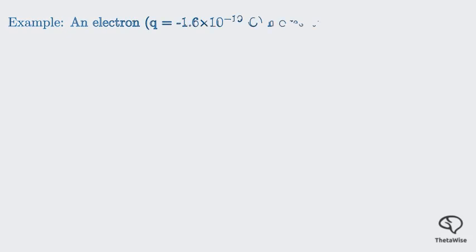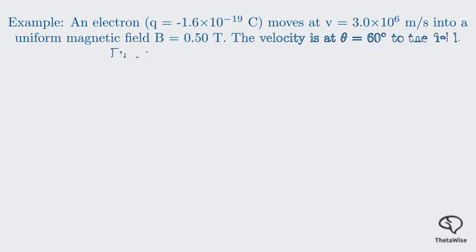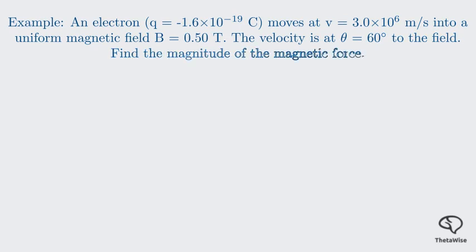Let's work through a practical example of a magnetic force. Imagine an electron moving with a speed of 3 × 10⁶ meters per second. It enters a uniform magnetic field with a strength of 0.5 Tesla. The direction of its velocity is at a 60-degree angle to the magnetic field. What is the magnitude of the magnetic force acting on the electron?